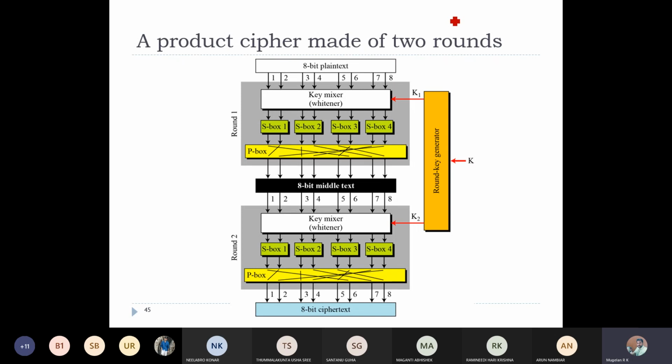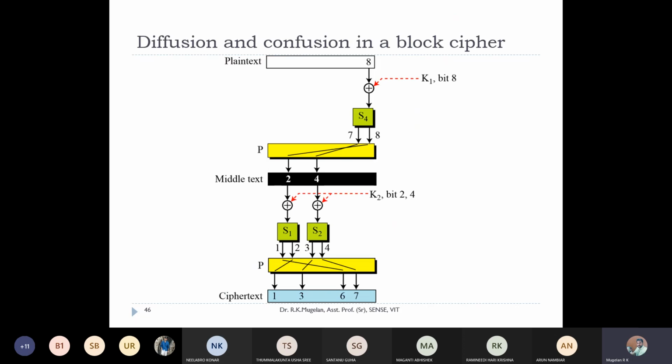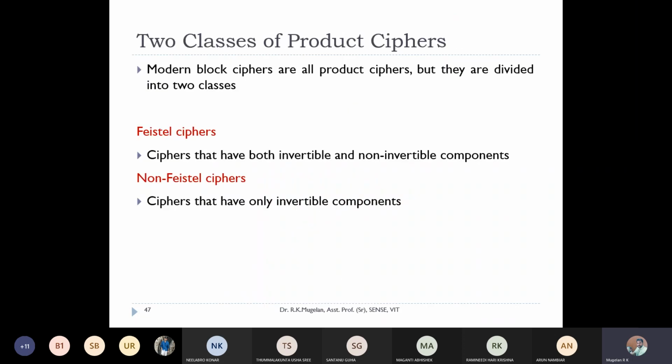Last class we had been discussing product ciphers, right? And how the components are being made and the structure of a product cipher we came across. Now we move on to classification of product ciphers.